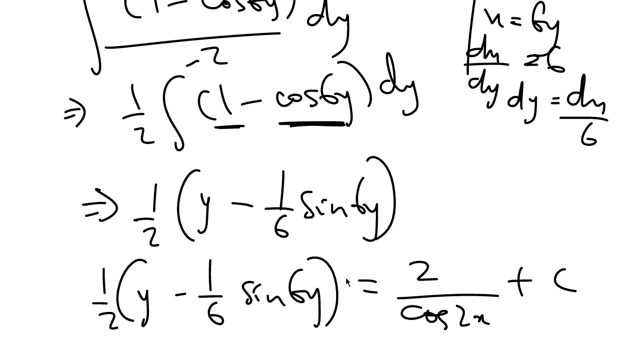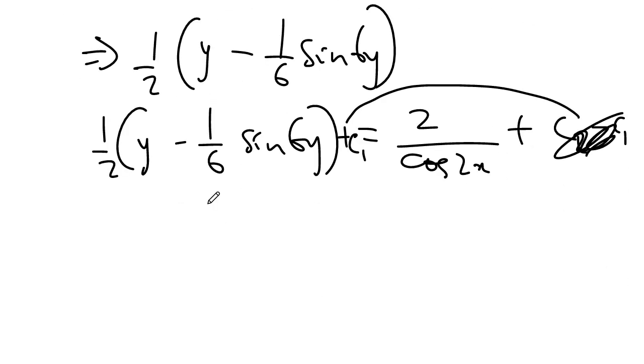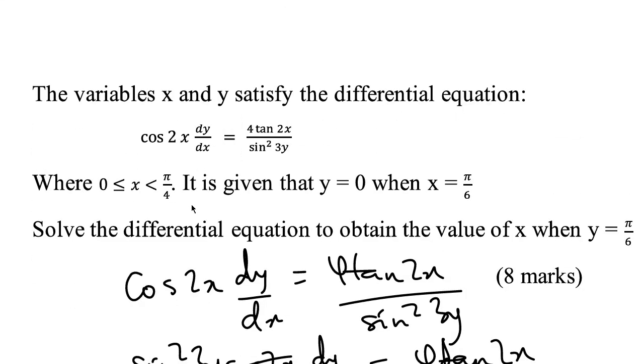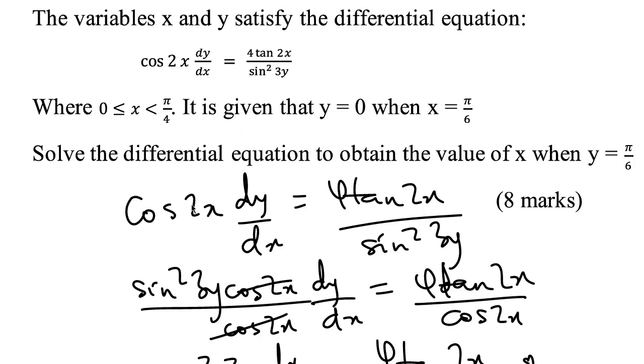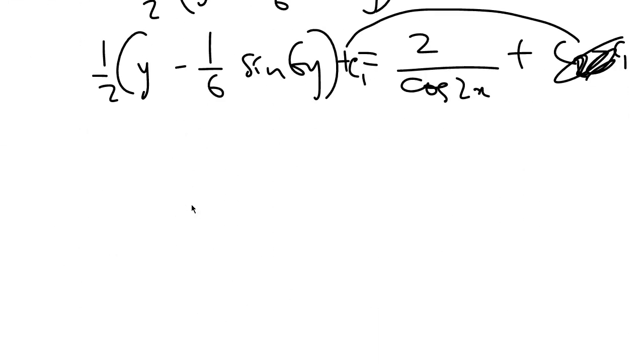Notice that a plus c wasn't added here, because if we take this as c1 and take this as c2, right, if we bring this over, that becomes c2 negative c1, which is still a constant, and let's call it c. And then if you look carefully at the question, it says where 0 is less than or equal to x less than pi over 4 radians, and it is given that y is equal to 0 when x is pi over 6, right?